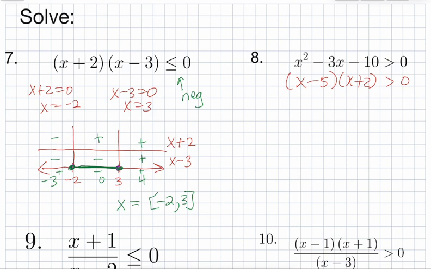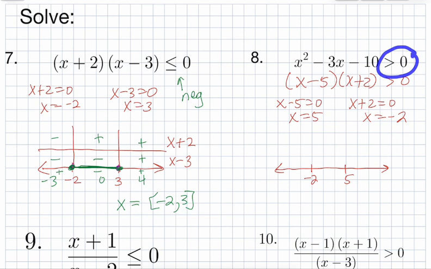We're going to do the same things. We're going to set each factor equal to 0. We're going to solve each one. We get 5 and -2. We're going to put those on the number line in numerical order, least to greatest. Now this time, when we look in the problem, there is no equal to on that little inequality symbol. So because there's no equal to, please put an open circle on each of those, and then make that a chart.